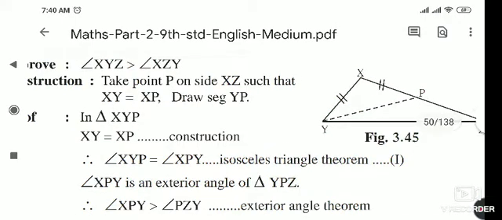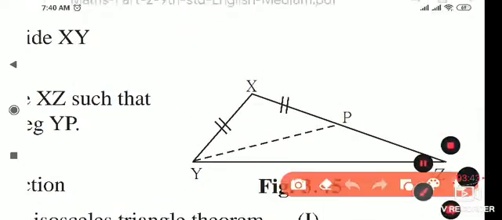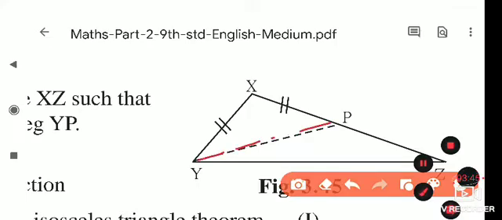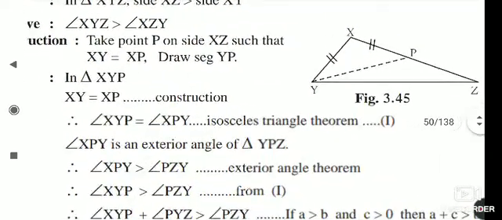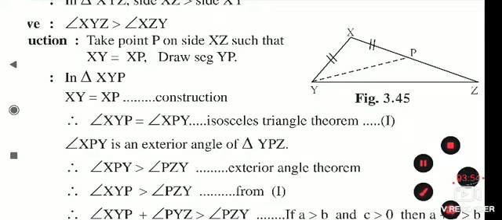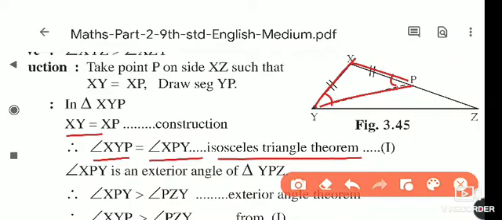Take point P on XZ such that XY is equal to XP. How much is the measure of XY? The same measure XP we have to take, and we have to join Y and P. Now here it is triangle XYP. In triangle XYP, two sides are equal, so it is an isosceles triangle, right? If it is an isosceles triangle, its base angles are congruent to each other, that we know. So here XY is equal to XP, and angle XYP is congruent to angle XPY, because this is an isosceles triangle.